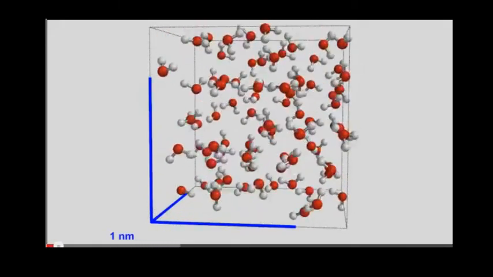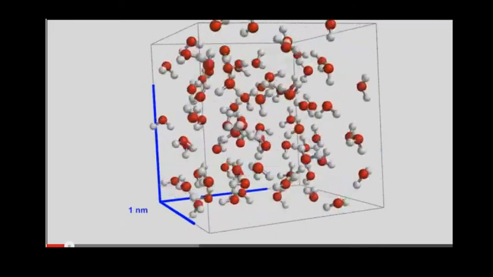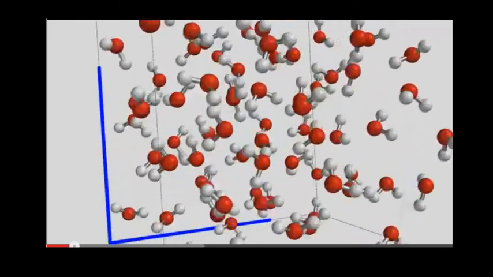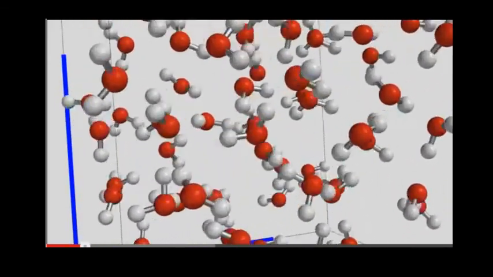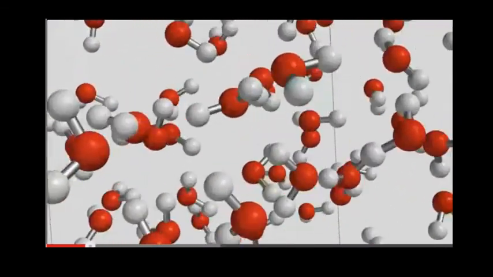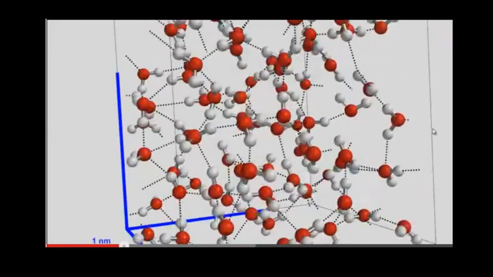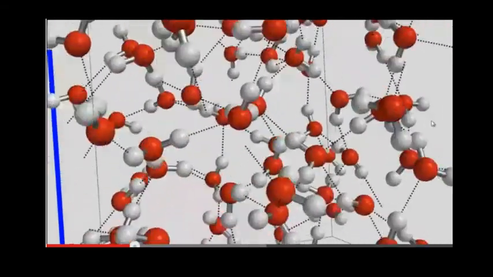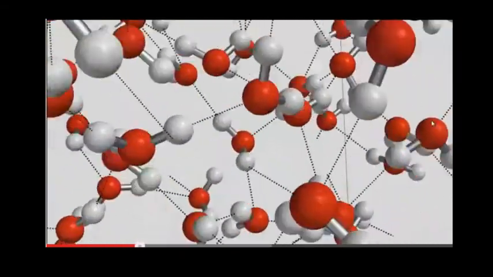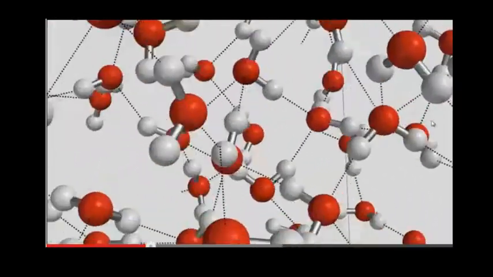So in a liquid, molecules are in a constant state of motion, kind of bumping into each other. If it was a solid, they'd be stationary and just vibrating slightly, depending on the temperature of the solid. So now you have the dashed lines showing the hydrogen bonds between the white hydrogen atoms and the partial negative charge on the oxygen atoms.